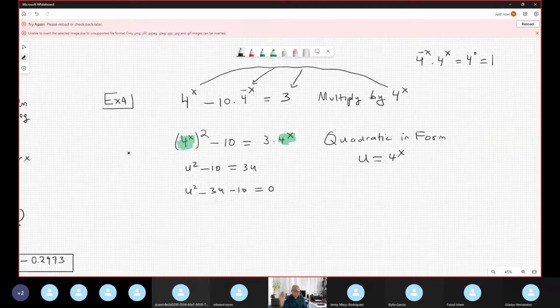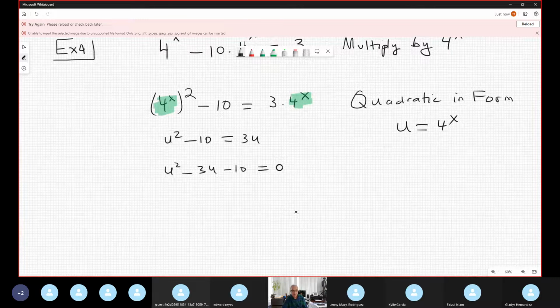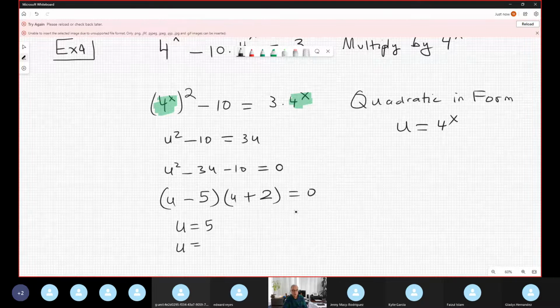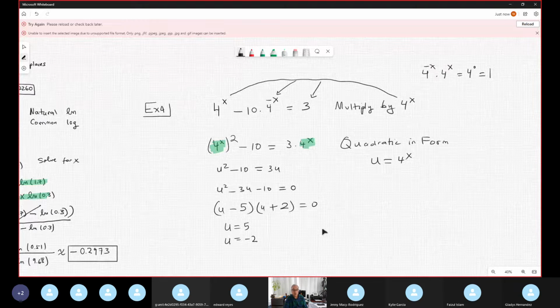I put it in standard form, ready to solve using factorization or the quadratic formula. In this case, I suppose factorization is easy because the combination is 5 and 2. 5 times 2 is 10, and 5 minus 2 is 3. It's obvious that this is negative and this is positive. One solution is 5, another solution is minus 2. But is this the final answer? No. This is a u value, but I need x values. And my problem at the beginning says solve for x.